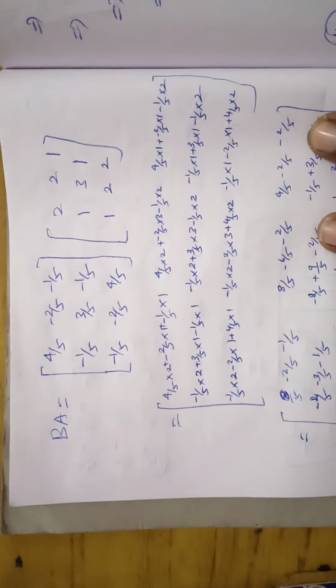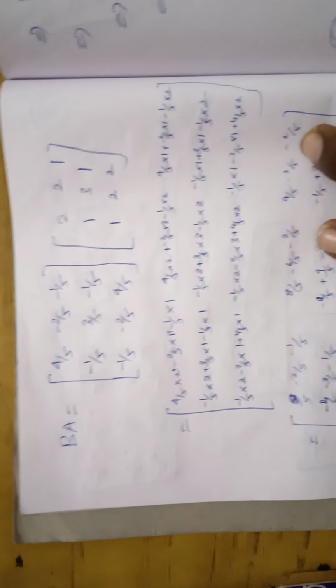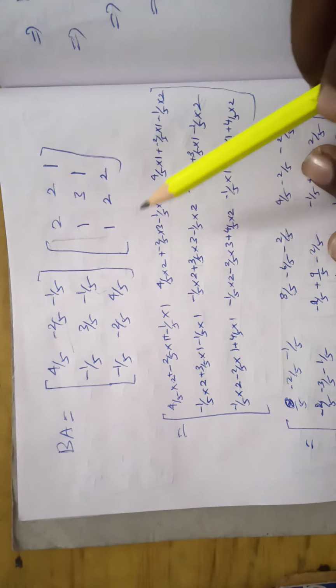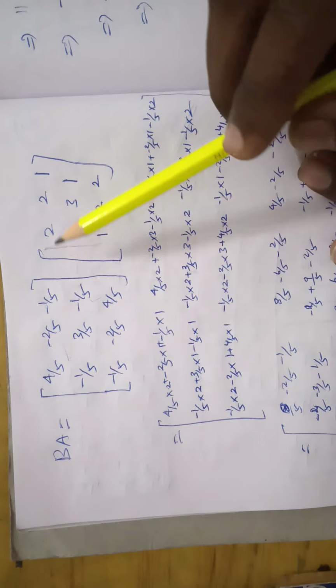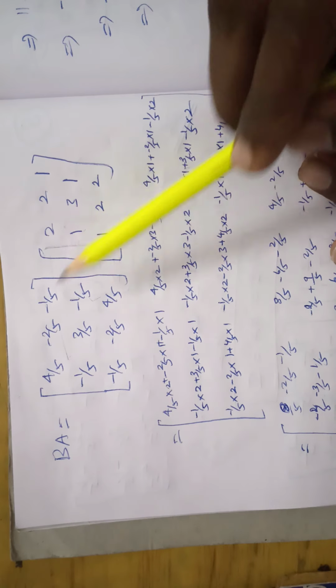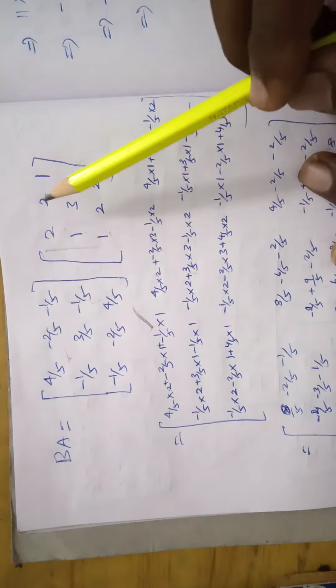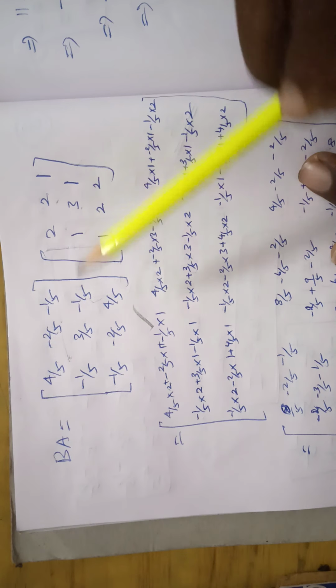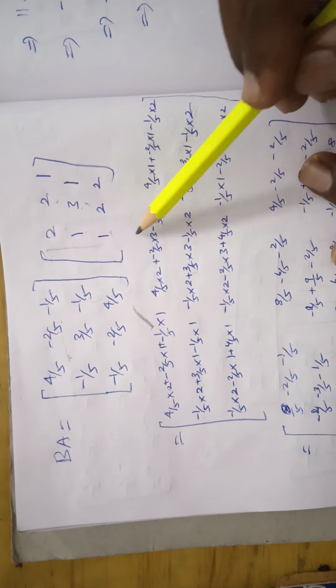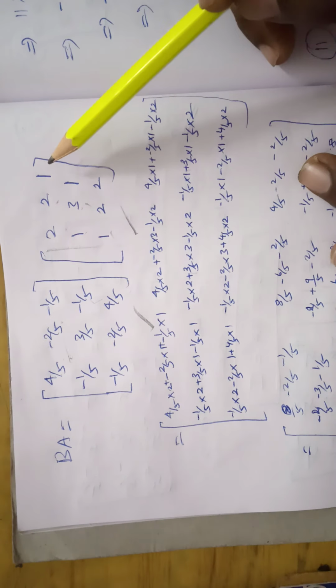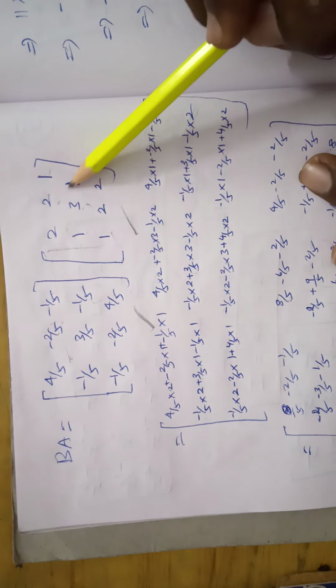Next we have to show that BA equal to the identity. So again B is taken first and A second. Multiply these two. First row multiplied by first column: 4 by 5 into 2, minus 2 by 5 into 1, minus 1 by 5 into 1. Again 4 by 5 into 2, minus 2 by 5 into 3 and minus 1 by 5 into 3. Again 4 by 5 into 1, minus 2 by 5 into 1 and minus 1 by 5 into 2.